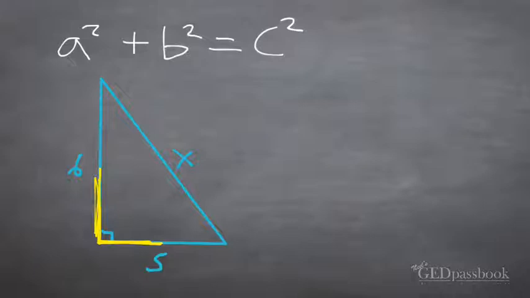The C has a specific name. Do we know the name of the long part? Hypotenuse.